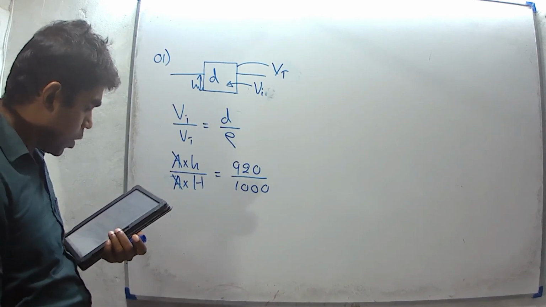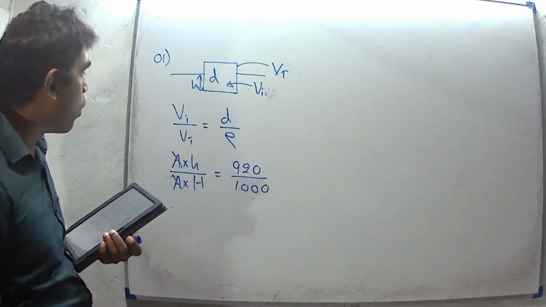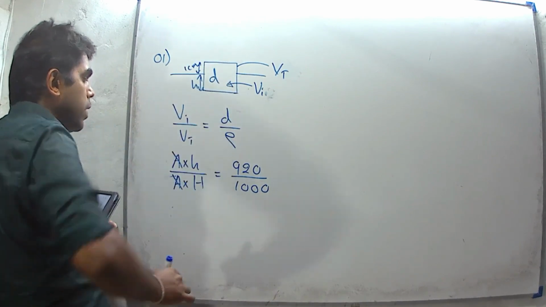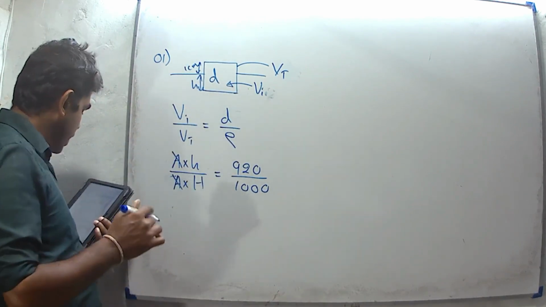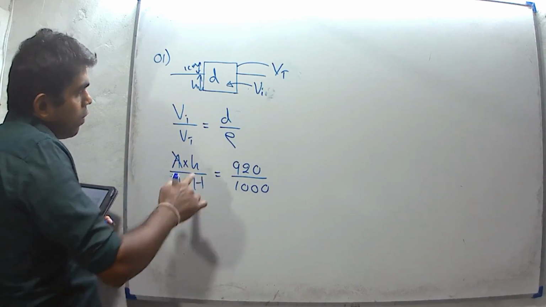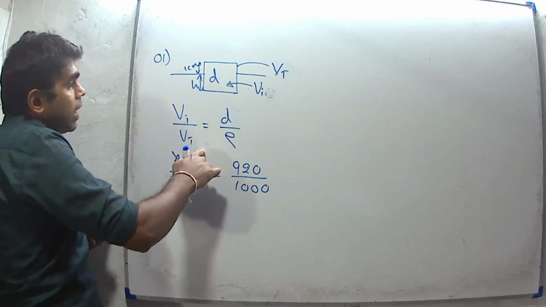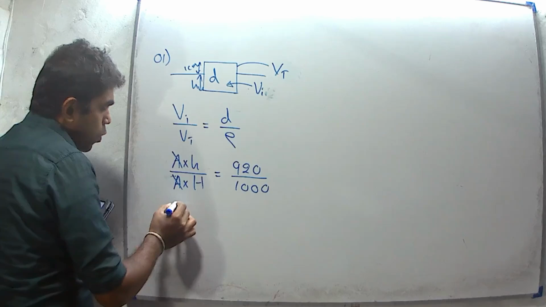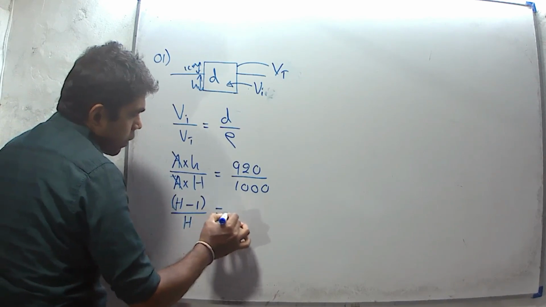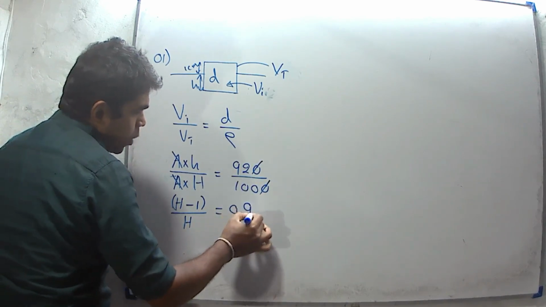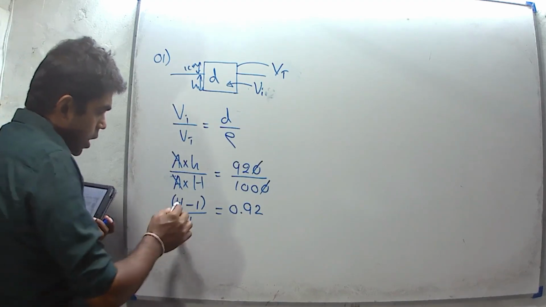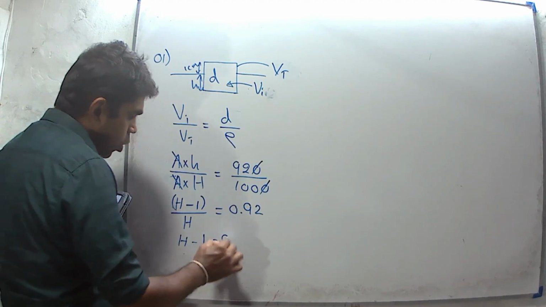Then we have been given 1 centimeter appearing above the water level. This height is 1 centimeter. We have to find the total thickness, which means we have to find the capital H value. We can substitute: capital H minus 1 centimeter divided by capital H equals 0.92. Then we can find the H value by using the equation H minus 1 equals 0.92 H.